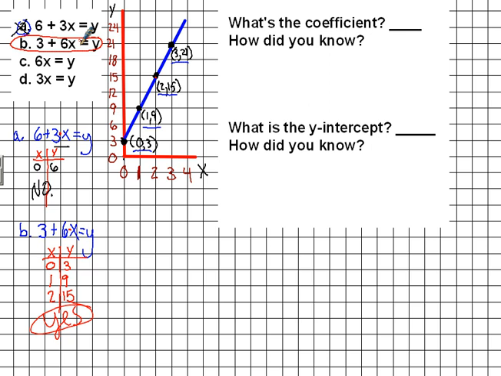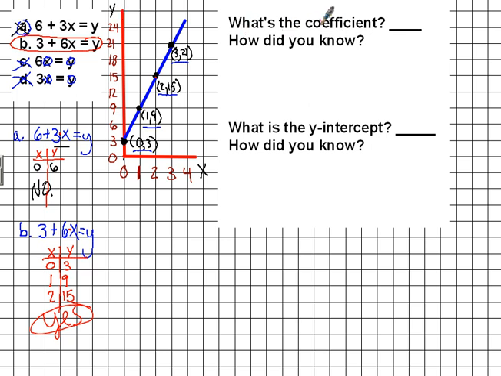Now just to be sure, I'm going to go through and check the other ones. For C, I would say, okay, if x was 0, I would go 6 times 0 is 0. That's not at 0, 0, so it can't be that one. If x was 0 in this equation, I would go 3 times 0, which is 0. And there's no point at 0, 0, so again, it cannot be that one. Therefore, it had to be equation B. At this point, now I'm going to go over and answer these questions.